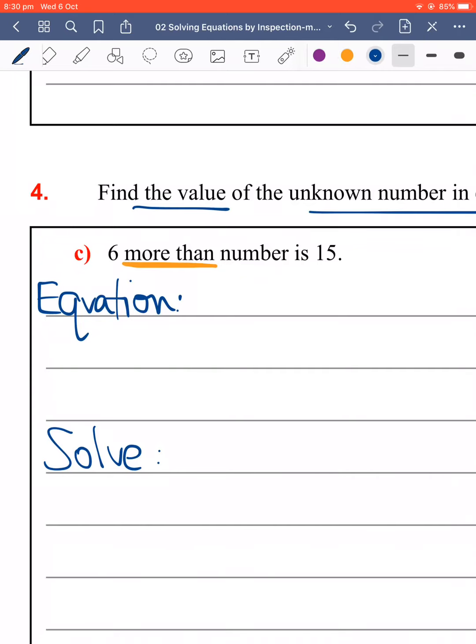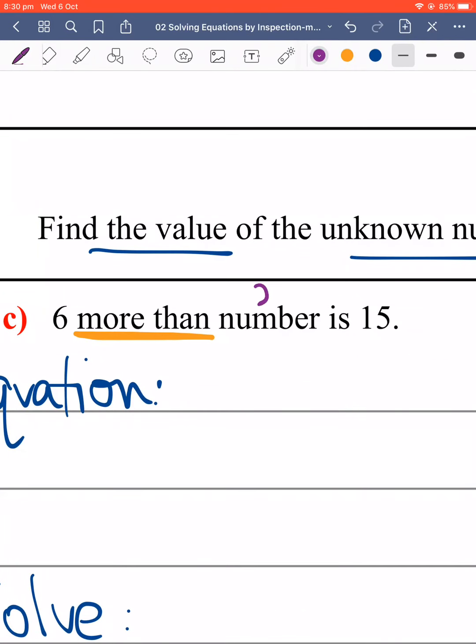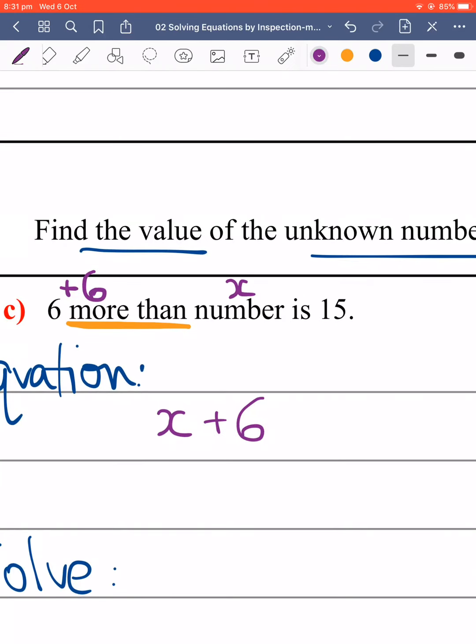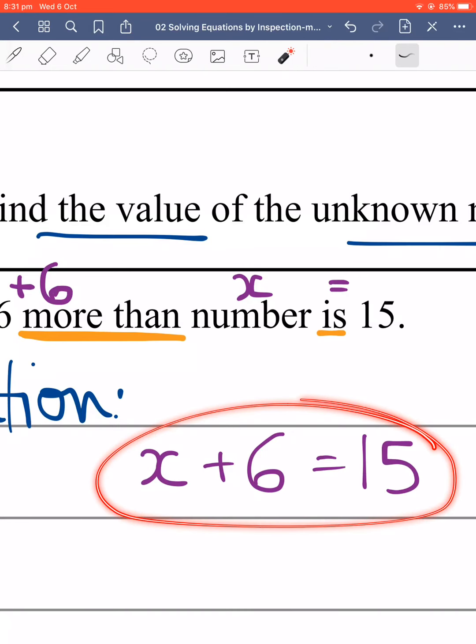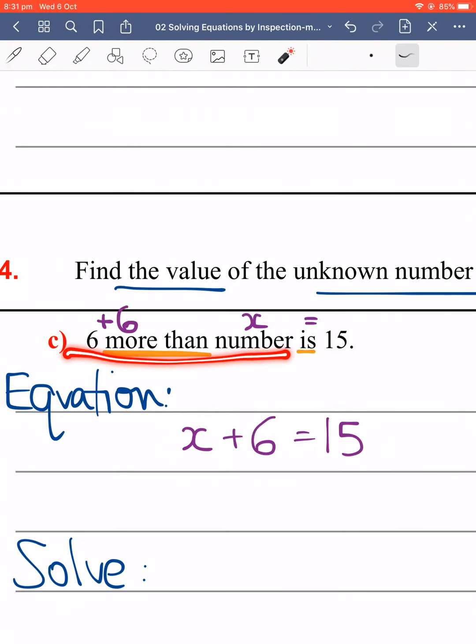So if I'm going through this now, I've got 6 more than a number. Let's say our number is X. More than means I have added. So it's 6 more than my number, which means I've got my number and I've added 6, is, remember that means equals, because it's at the end of the sentence, 15. So this statement here is exactly the same as the one written. So 6 more than a number is 15.